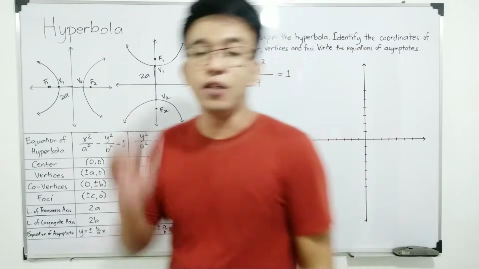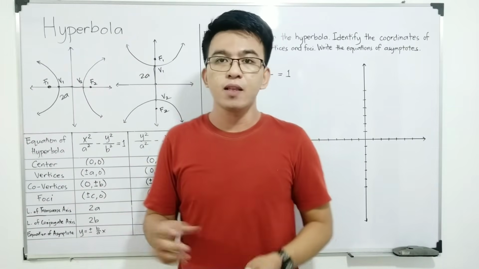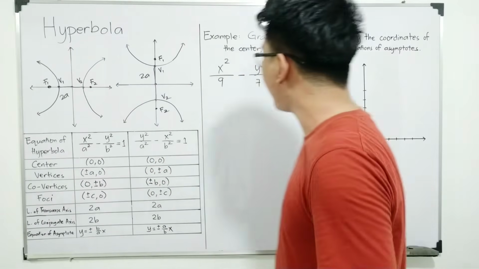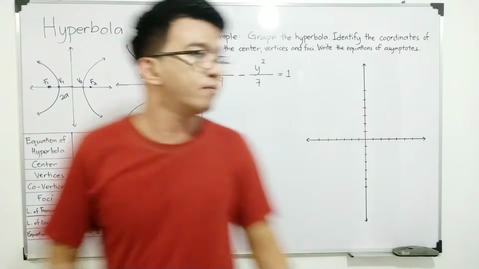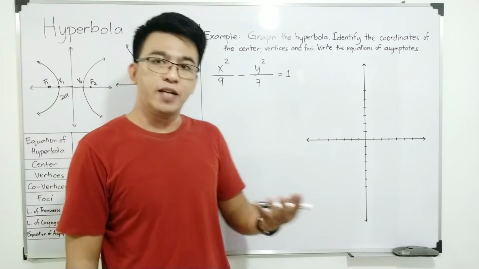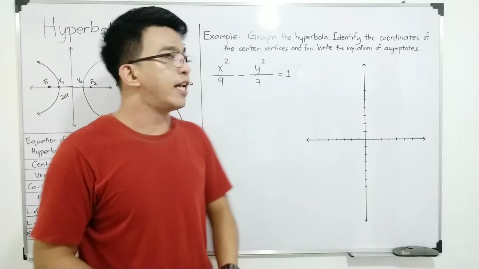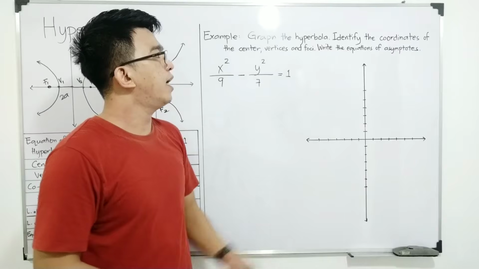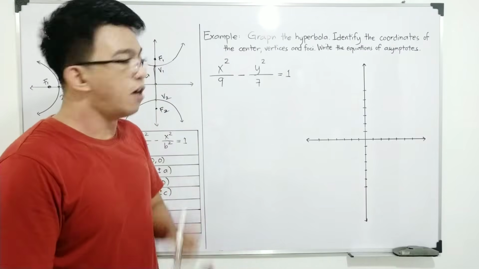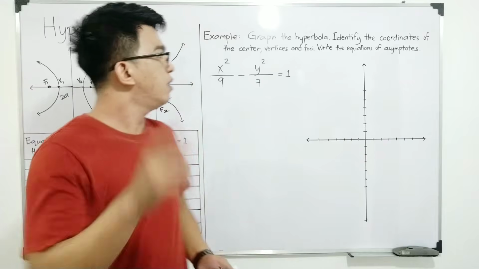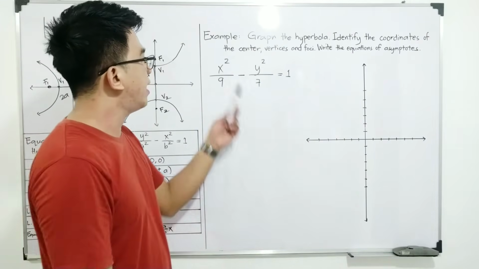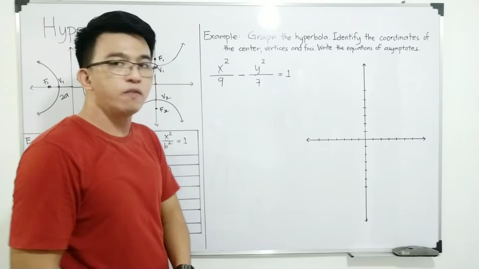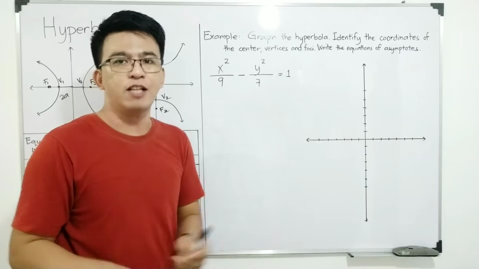Now, para mas maintindihan nyo yung tinutukoy ko about this, let's have a problem and we will graph a hyperbola. Okay? So now let's try having this example. Graph the hyperbola. Identify the coordinates of the center, vertices, foci, and write the equation of the asymptotes. Now, we are given the equation of the hyperbola, which is x squared over 9 minus y squared over 7 is equal to 1.